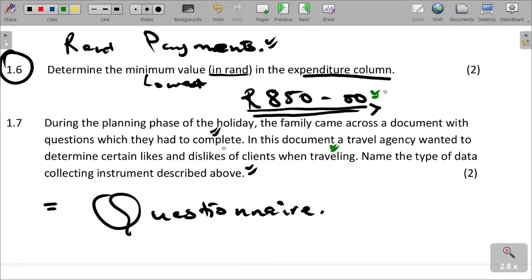So if you look at this, we are saying that in data collection, a questionnaire is used as a data collection tool with questions that are either open-ended or closed questions. So when we have that, it is defined as a questionnaire. It is a data collection tool which has got questions that are specifically designed to gather information on a specific item. So it's a questionnaire.